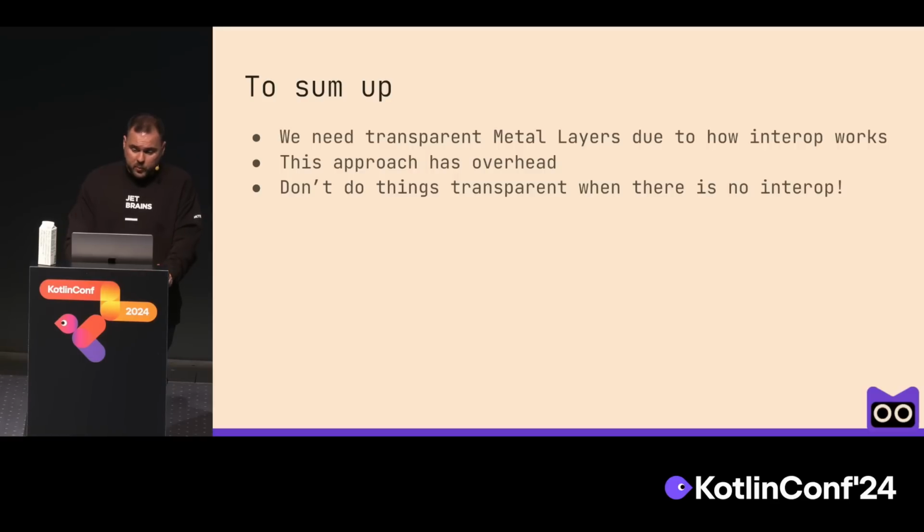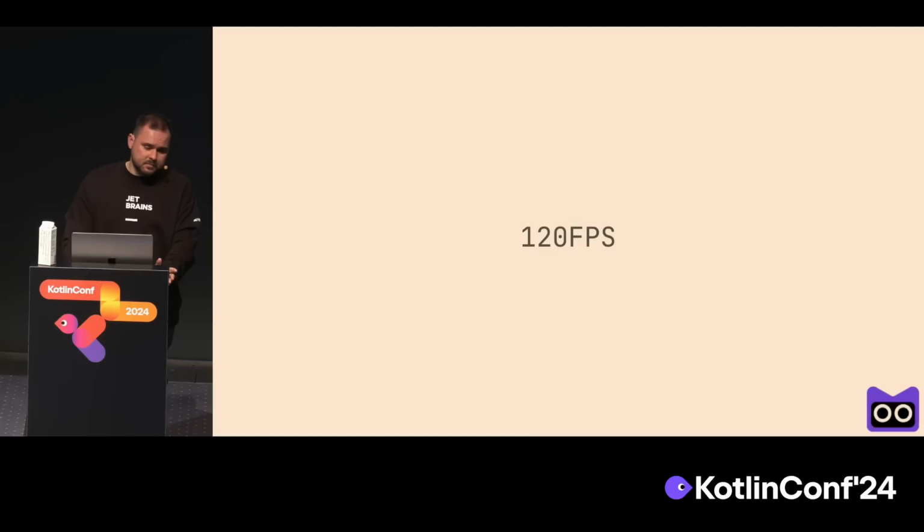So to sum up, we need transparent metal layers sometimes because interop works like it works right now. But this approach has some overhead. So we just don't make things transparent where there's no interop.